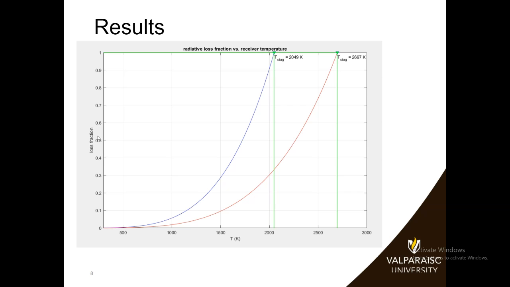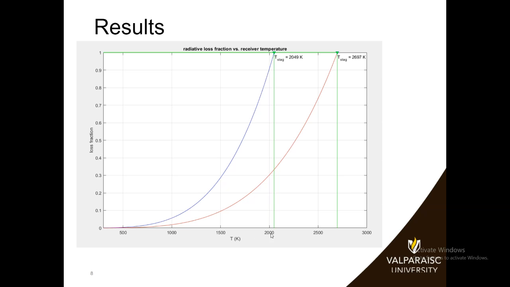We're only interested in the region where the loss fraction is between 0 and 1 because that's the region that makes sense to us. If we have loss fractions greater than 1, it means that there is more energy that's being radiated than what's actually coming in, which doesn't make any sense.